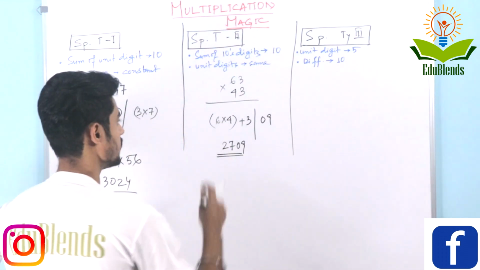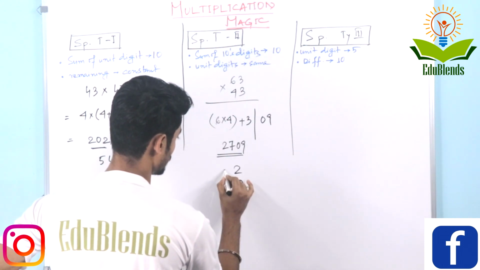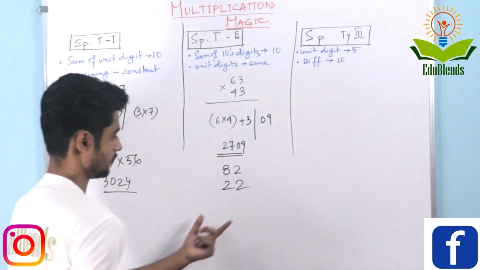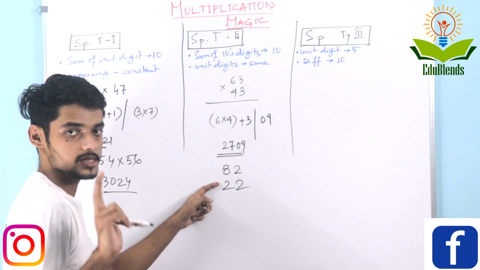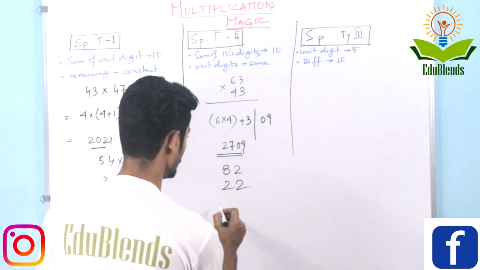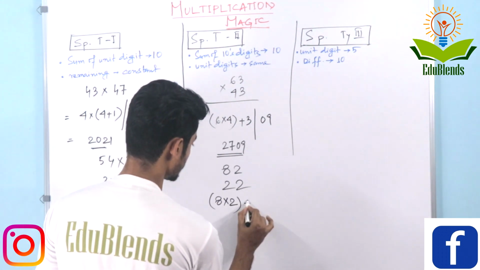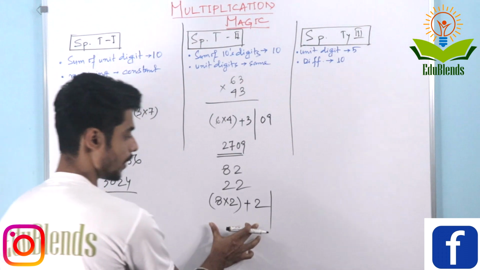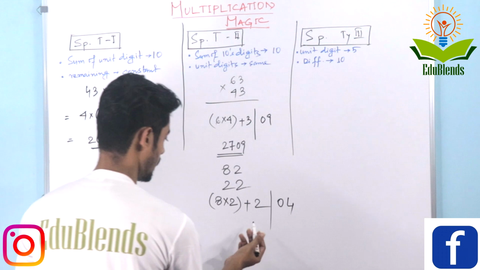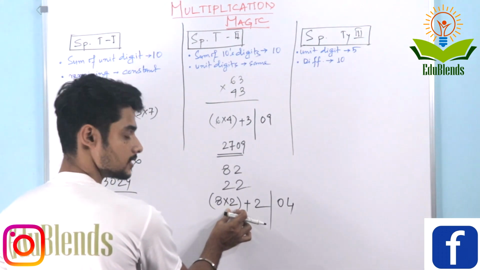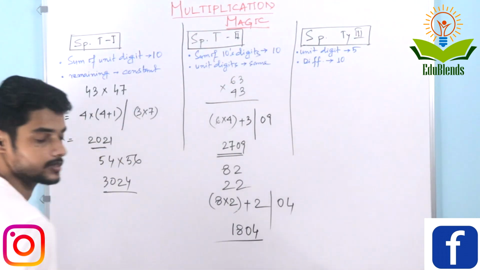You can get any kind of answer. For example, we can take 28 into 22. What will be the answer? The unit digits are the same and the tens digits sum to 10. Then what we need to do? 8 into 2 plus 2. This is one part, and the other part is 2 into 2, that is 04. The answer will be 8 into 2, 16 plus 2, 18, 04. This will be the answer.